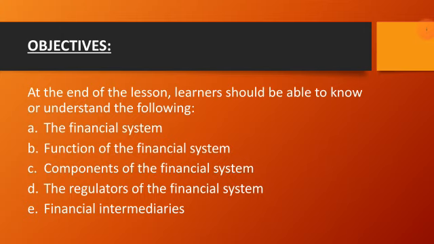Then C, components of the financial system. And D, the regulators of the financial system. And E, the financial intermediaries.